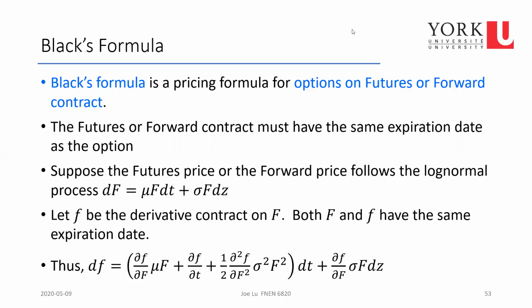Now, suppose we have a forward contract that follows a lognormal process like this, and we have a derivative contract that has the forward contract as the underlying asset. The forward contract and the derivative contract both have the same expiry date. In this case, by Ito's lemma, the derivative contract will follow this particular process here, which we have seen many times.